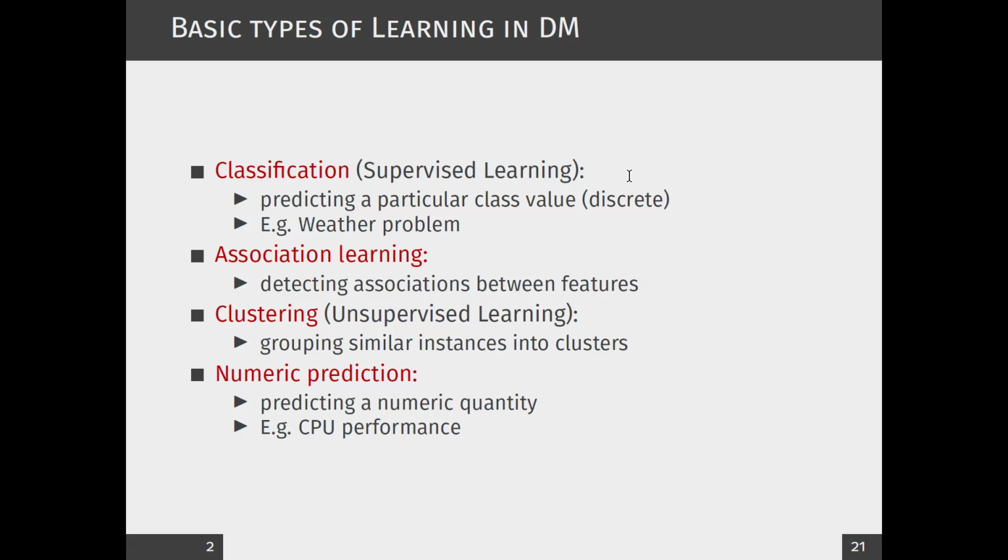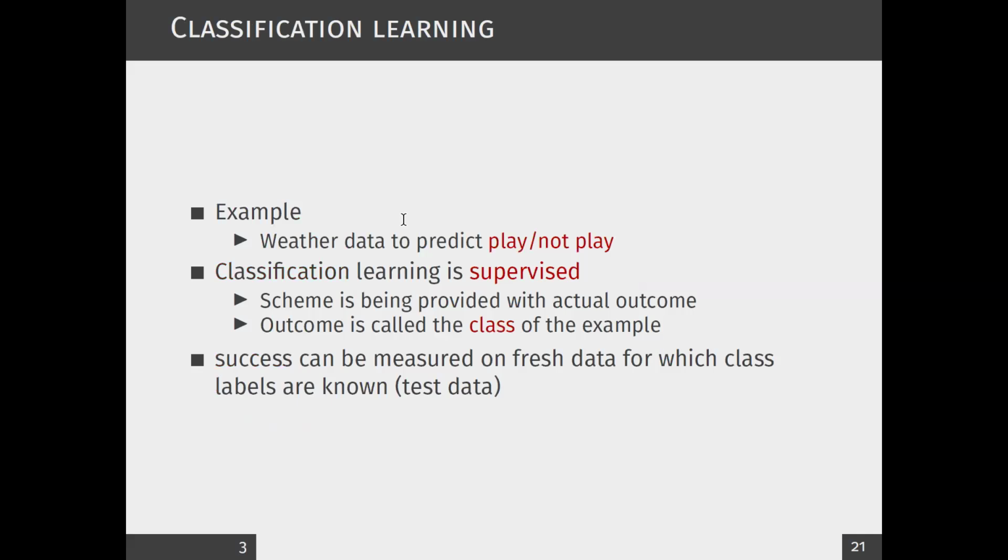The same goes with, for example, financial markets. Predicting market value with high accuracy is very, very important, right? So that comes under the numeric prediction problem. So these are the four basic types of learning that we can discuss. Right. So let's formally discuss each of these problem types.